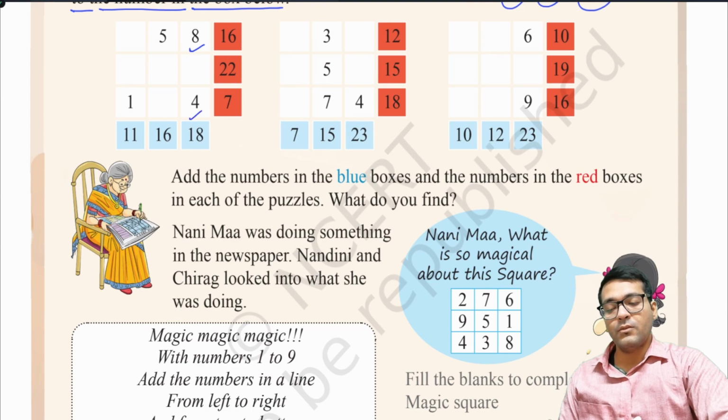8 plus 4 plus what should be there to make 18? 8 plus 4, 12 and 6. Similarly, 1 and 4 makes 5 and 2 makes 7. Similarly, 5 and 2, 7 and 9, 16. Similarly, 9 and 6, 15 and 15 and 7, 22. Similarly, 7 and 1, 8, 8 and 3, 11.